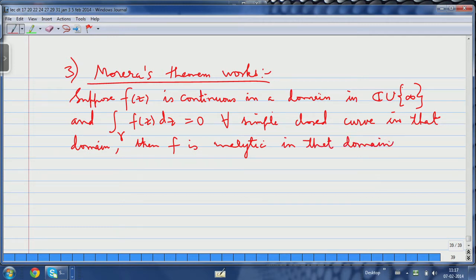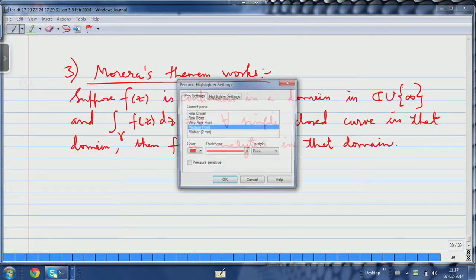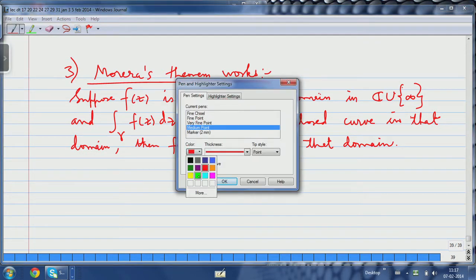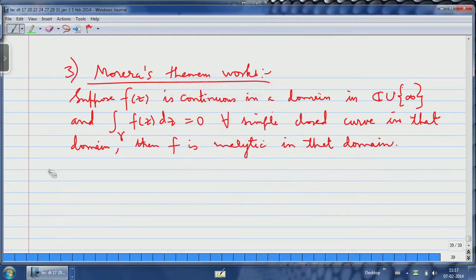So this is Morera's theorem, and the proof is pretty easy, as I was saying by words last time. The proof uses the usual Morera's theorem, and then it uses the definition of being analytic at infinity. Okay, so let me write this.